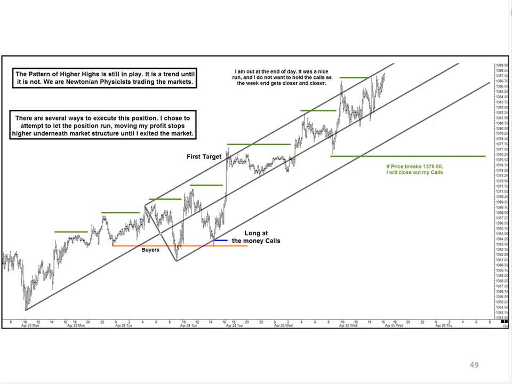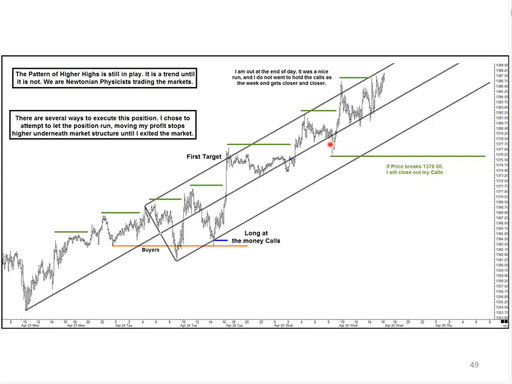And now, when price breaks above this high at the upper parallel, because it was sloppy down here, I moved my stop here and said if price breaks 1376, I'll just close out my calls. So we take out this high, we overshoot. Take a look. We overshoot the upper parallel. Take a look at how far we overshot it. Take a look at how far we overshot it here.